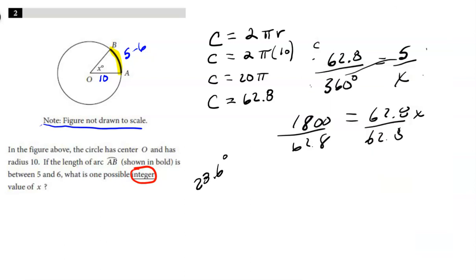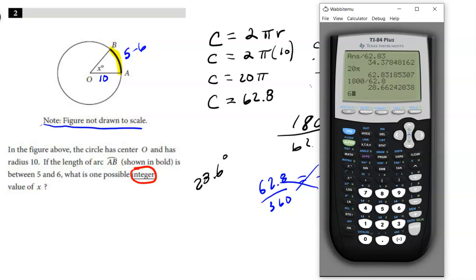Let's repeat the whole process again and treat it as if there was a 6 in there. So 62.8 is to 360 like 6 is to how many degrees? Same thing, I'm going to multiply those two: 6 times 360, and then divide by 62.8. And I get 34.3.